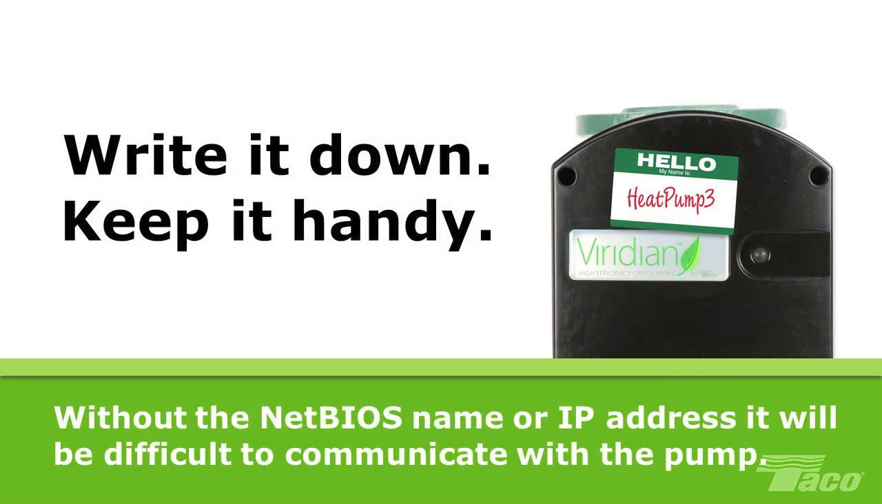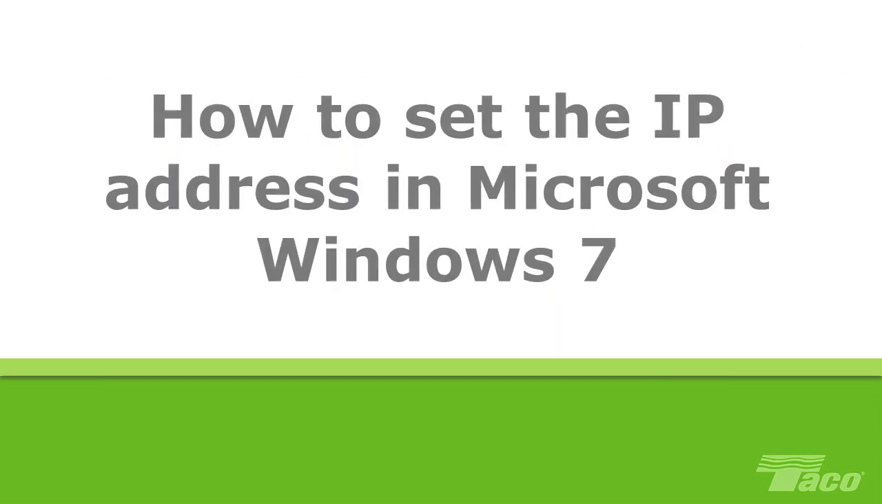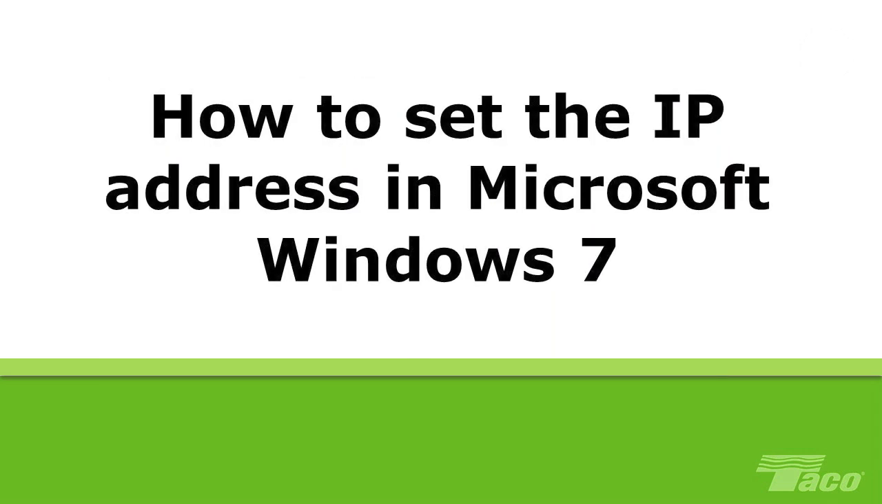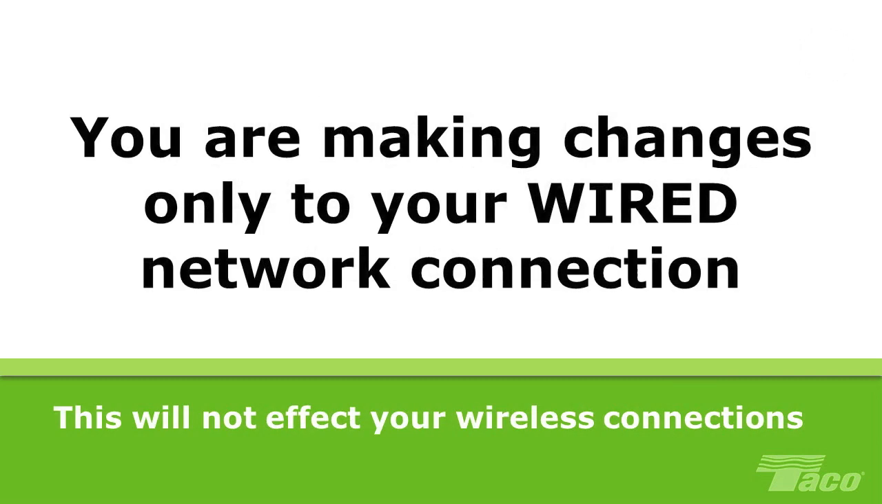Setting the Viridian's IP address is done through your computer's control or settings panel. The following instructions are for setting the IP address in Microsoft Windows 7. Other computer operating systems have similar settings. Please review the procedure on your PC before proceeding. Please note that you are making changes only to your computer's settings for a wired network connection. These settings will not affect your ability to connect wirelessly.